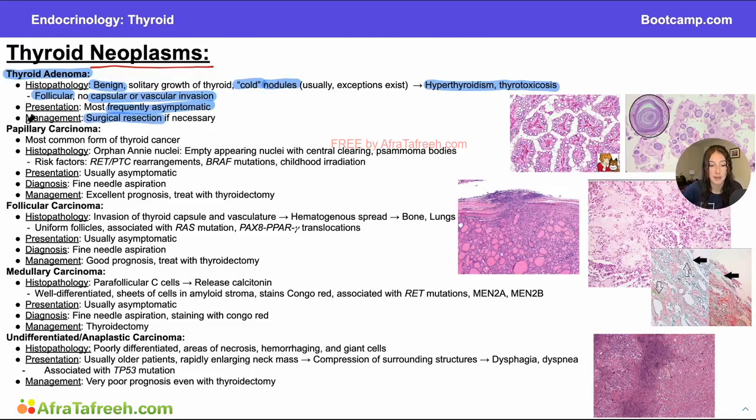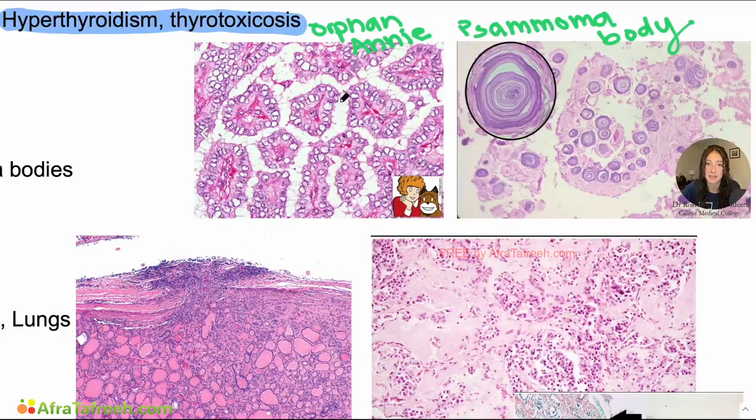The next type of thyroid neoplasm that I want to talk about is papillary carcinoma. Now this one is malignant and it is the most common form of thyroid cancer. It has some very particular histology that I think it's really important for you guys to be aware of because it comes up on step 1 a lot. So these are going to be your orphan Annie nuclei and your psammoma bodies.